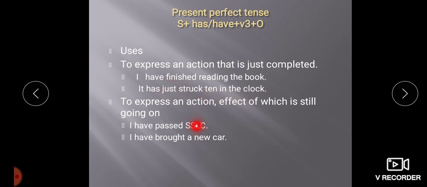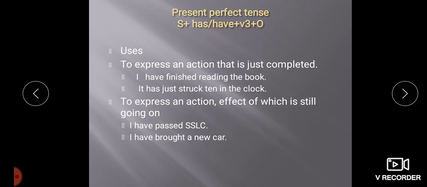Similarly, the clock has struck 10. Then I have passed SSLC. The action has already been done in the past, but still its effect is in the present. Such events can be denoted through present perfect tense, has or have plus V3.